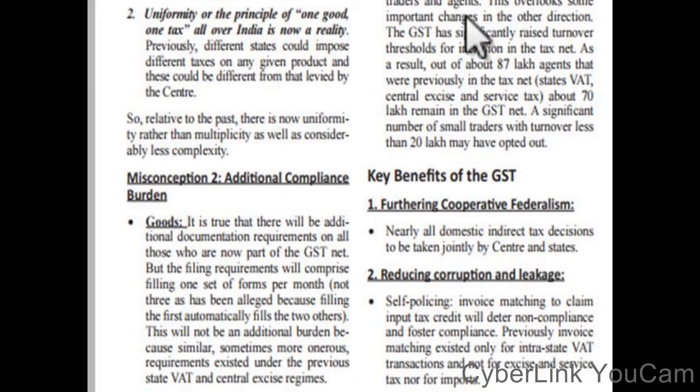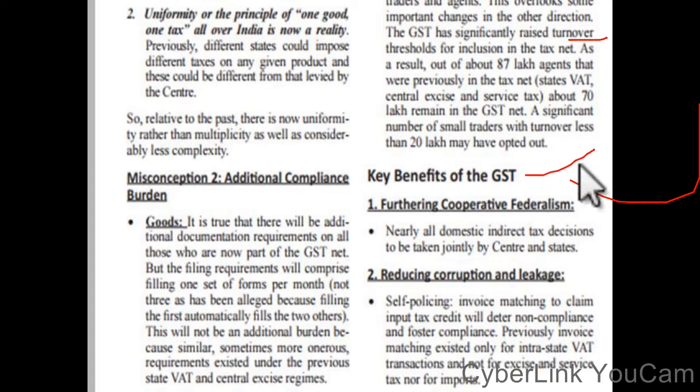The GST has significantly raised turnover thresholds for inclusion in the tax net. As a result, out of the 87 lakh agents that were previously in the tax net of state VAT, central excise and service tax, about 70 lakh remain in the GST net. A significant number of small traders with turnover less than 20 lakh may have opted out, a key benefit of the GST.